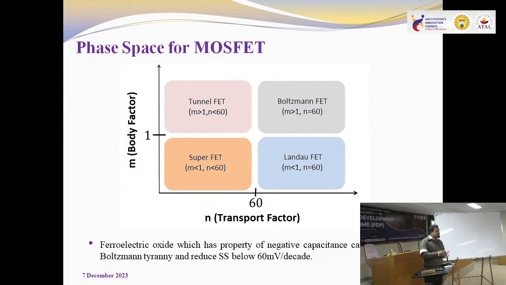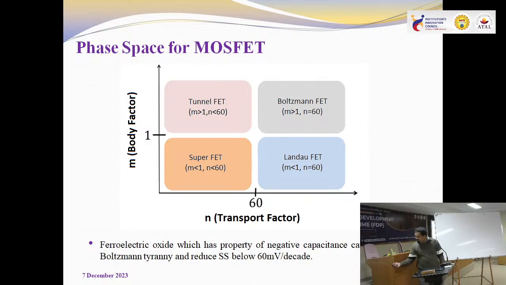Now M is less than 1 means I am changing the body factor. So if the body factor is less than 1, your subthreshold swing, which was a combination of body factor and transport factor, changes. The transport is still 60 and this is less than 1. So 60 multiplied by something which is less than 1 is obviously going to be less than 60. Quite obvious. So this is Landau FET.